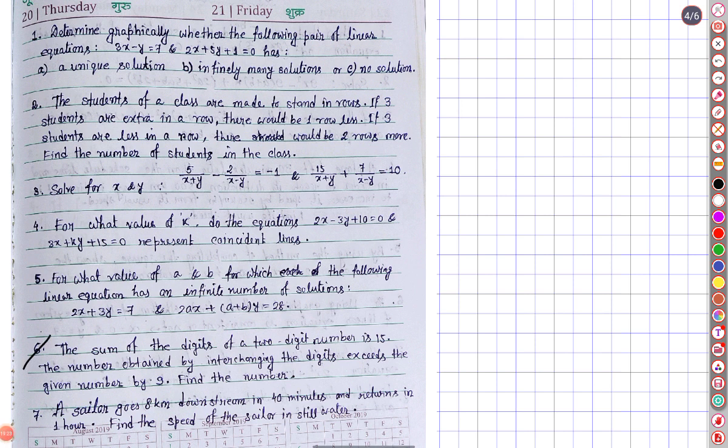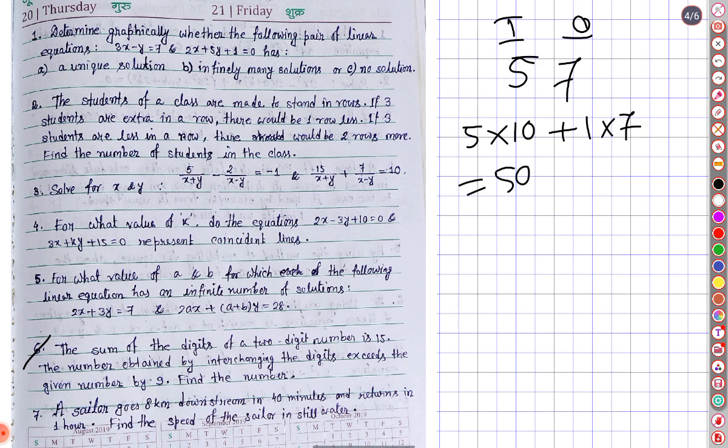This is also a very popular question. Every time we see this type of question in the board exam. The sum of the digits of a two-digit number is 15. So you know this, suppose I take 57. This is the ones place and this is the tens place, right? So what is the number? The digit in the tens place will be multiplied by 10, and the digit in the ones place will be multiplied by 1. So this is 5 times 10 plus 7, which is 57.